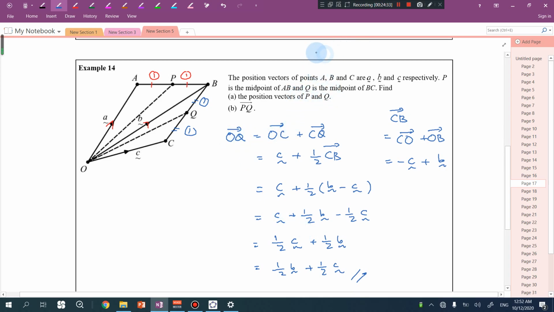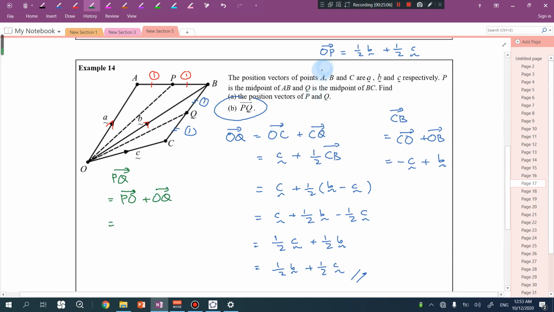So this is how we get the position vector of Q. Let me write down first. Just now we got OP, O to P, which is equal to 1 over 2B plus 1 over 2C. And then this is OQ. So next thing, we want to get PQ. How to get PQ? If these two we can get correctly, this one should be no problem. PQ is equal to PO plus OQ, right? PO plus OQ, you get PQ.